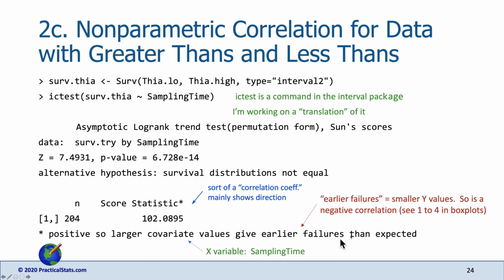So what it's saying is that a larger x value gives a smaller y value. So we've got a negative correlation, which is what it looks like in those box plots. The concentrations are going down as the numbers 1, 2, 3, 4 increase.